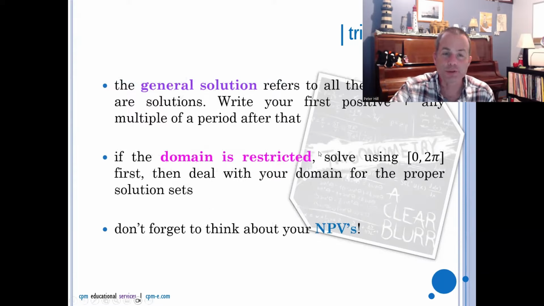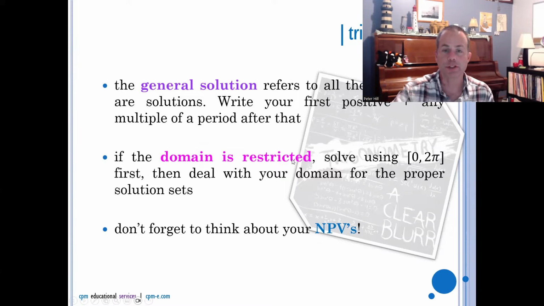Okay, the general solution refers to all the values that are solutions. Just like we talked about in a few other instances, we talked about general solutions. We start with our first positive, and then we write the period of repetition after that, okay?